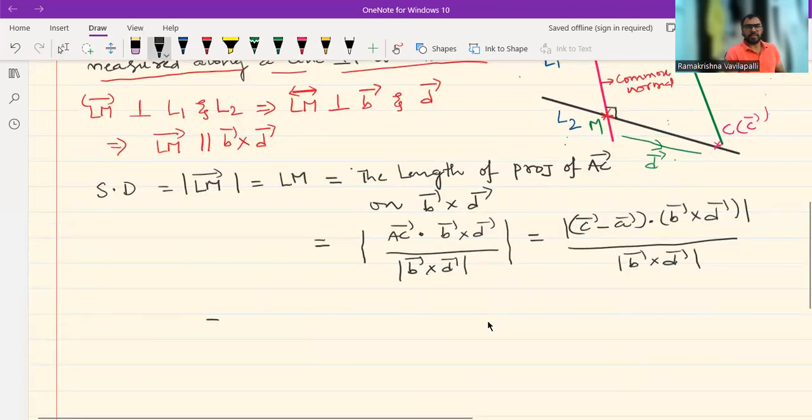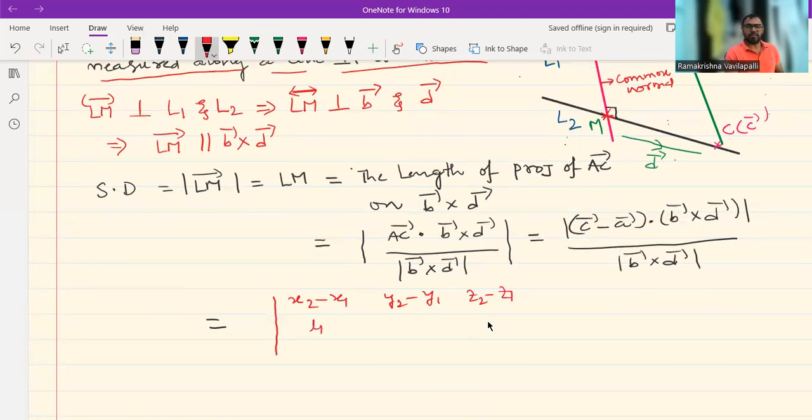determinant. This I can write as determinant of C bar minus A bar is nothing but x2 minus x1, y2 minus y1, z2 minus z1. Now what is B bar vector? L1, M1, N1, L2, M2, N2. If you are able to remember this formula, you can do the problems very fast.